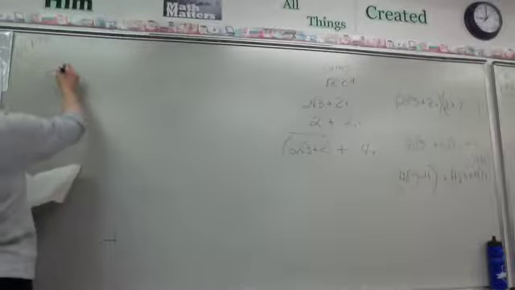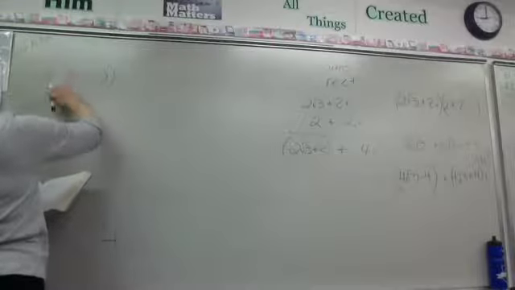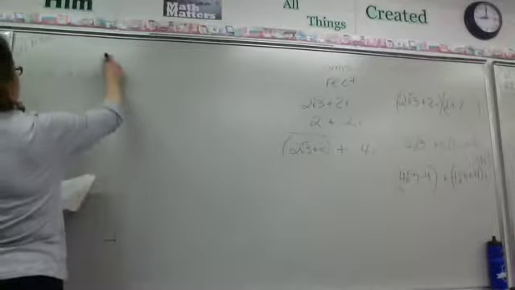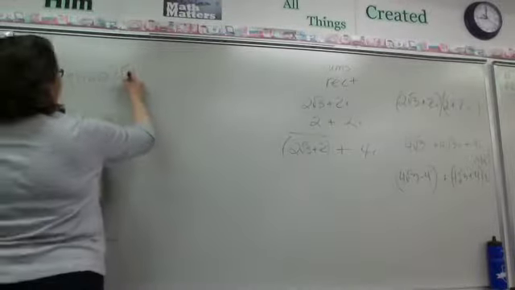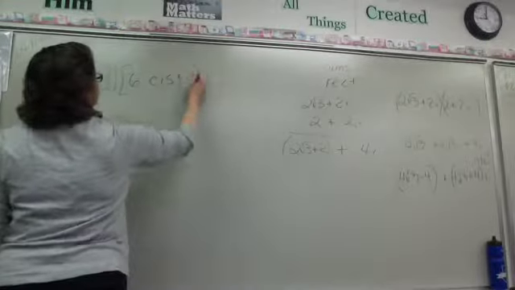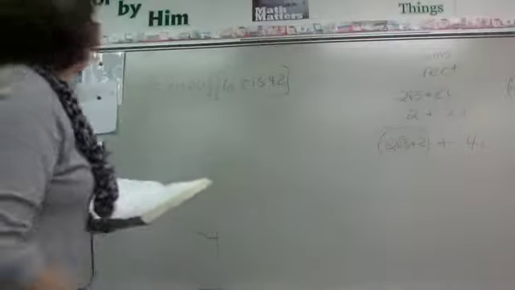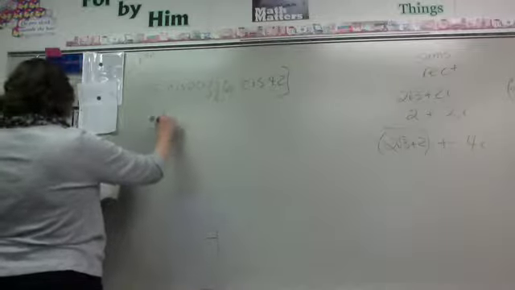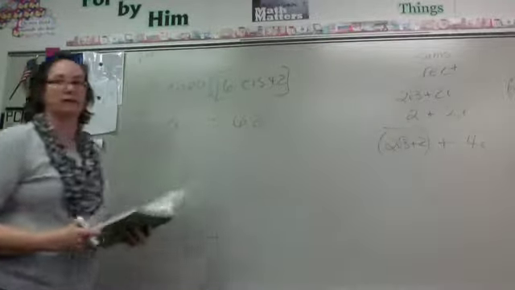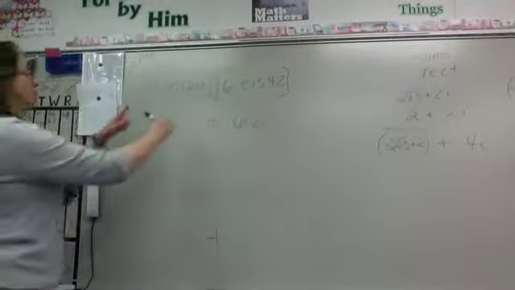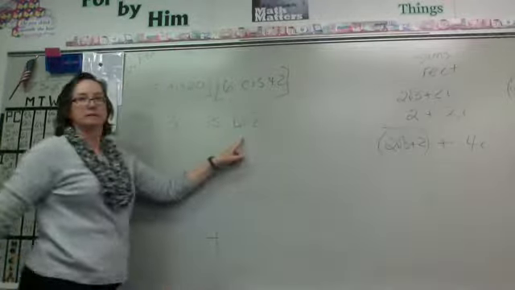If I have 5 cis 20, now they have written it out. They've written out the 5 cis 20 in your book. They've written cosine 20 plus i sine 20 and 6 cis 42. So I'm going to write the shorthand here because they have the longhand in your book. Okay? And when you do that, you're going to multiply and you're going to get 30 cis 62. So what's the pattern? We multiply the constants in the front and we add the degrees.